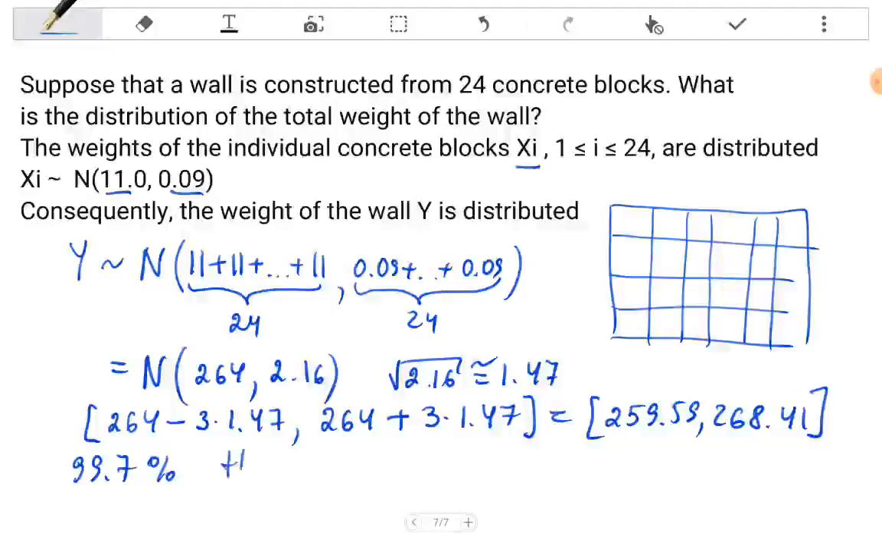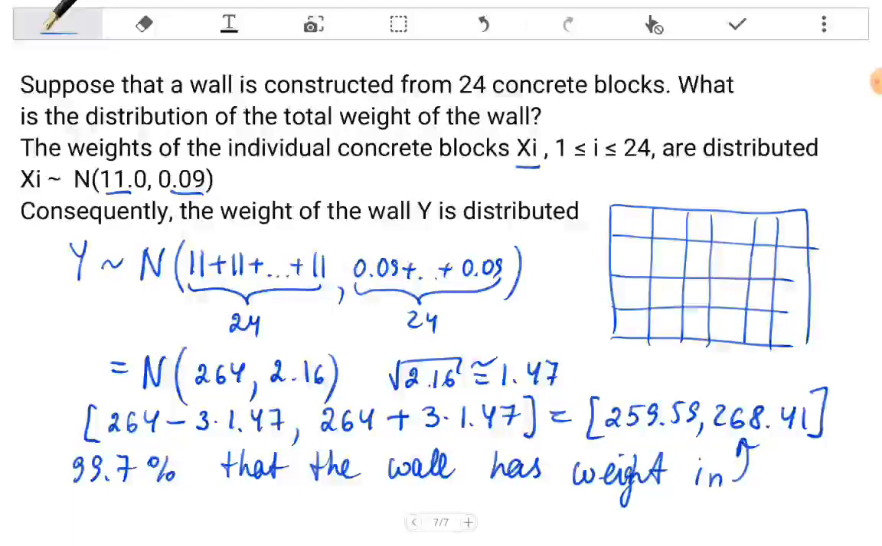Okay, so it means that there is a 99.7% chance that the wall has a total weight in this interval, which can be really important information for builders. They can be confident that the wall weight is somewhere between 259 and 269.